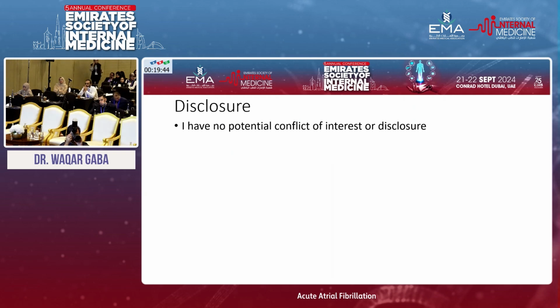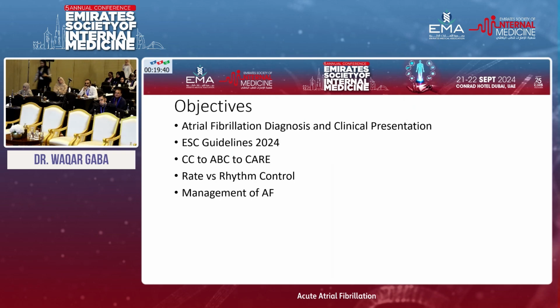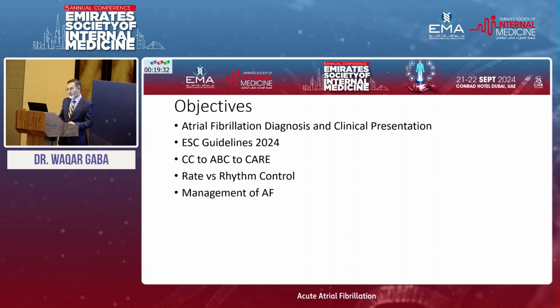Okay, so no disclosures for me. So these are the objectives of my talk. I'll talk about diagnosis and clinical presentation of atrial fibrillation. We'll mostly focus today's talk on ESC guidelines. Then we'll talk about CC to ABC to care. I'm sure some of you are already aware what that means. The often talked about rate versus rhythm control strategy, and then management of atrial fibrillation.